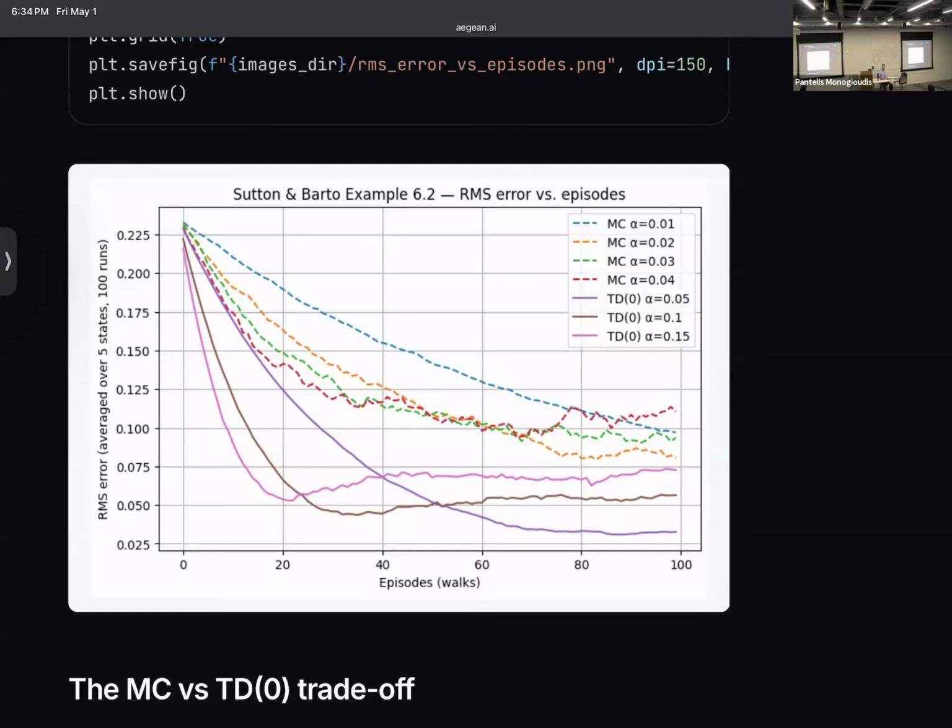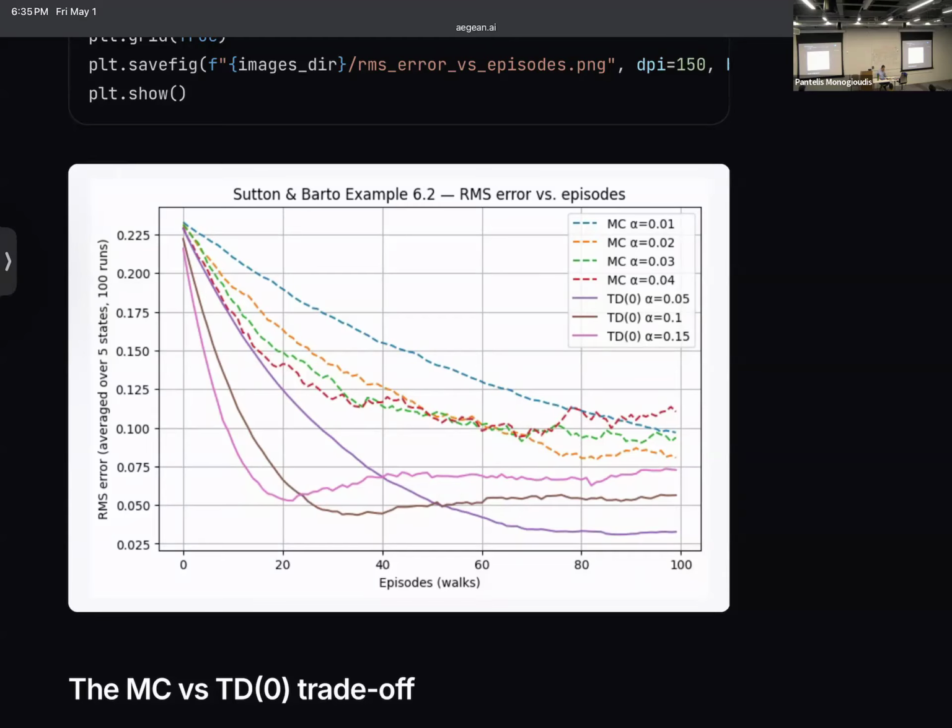Because of the interest of time, I will let you process that variance on your own, but you will see that the variance is larger in the case of Monte Carlo, at the benefit of bias. It has smaller bias, but larger variance. And TD(0) has exactly the reverse behavior.